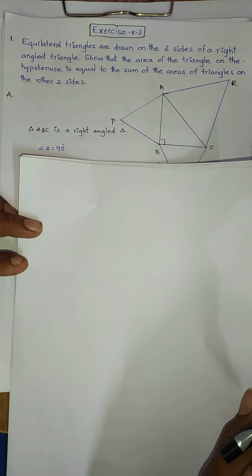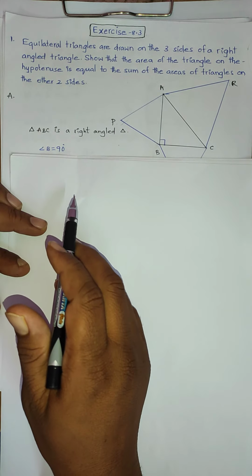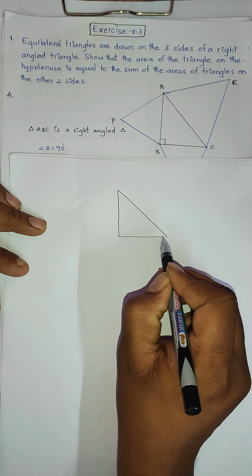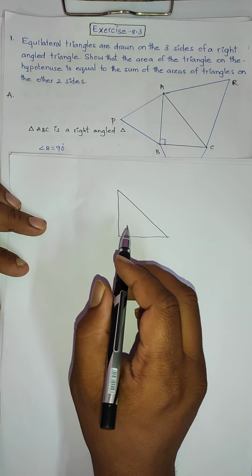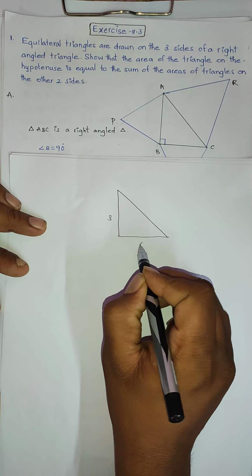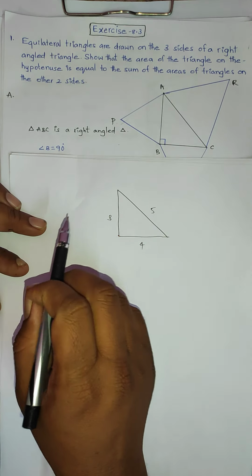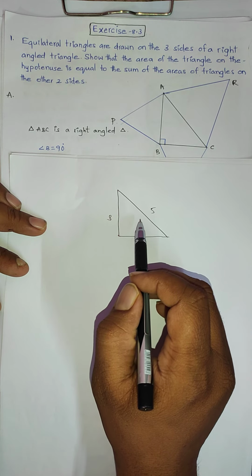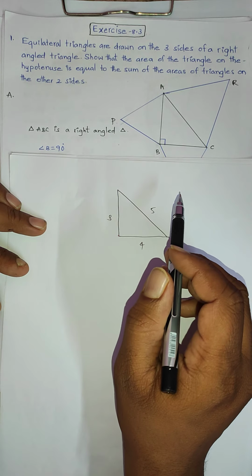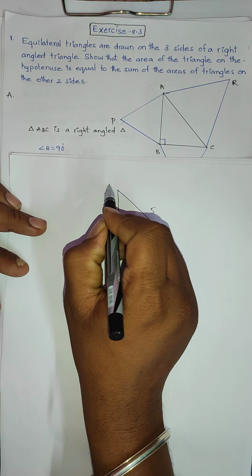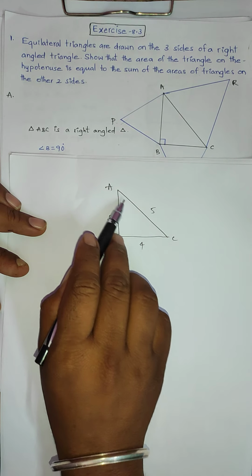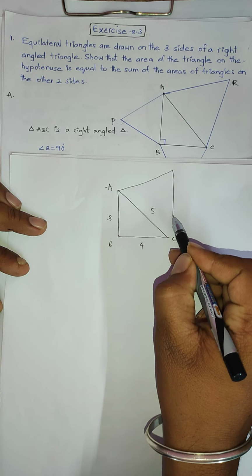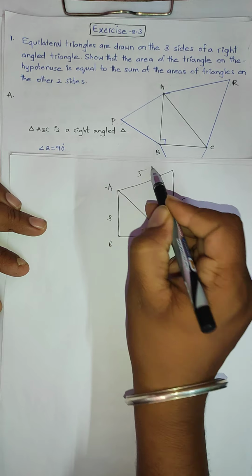Now, what is the question? Equilateral triangles are drawn on the three sides of a right angle triangle. This is a right angle triangle. Assume the sides are 3 centimeter, 4 centimeter, 5 centimeter. Here, equilateral triangles are drawn on the sides of the right angle triangle. A, B, C. The length of AC is 5 centimeter, and an equilateral triangle with sides 5 centimeter is drawn here.